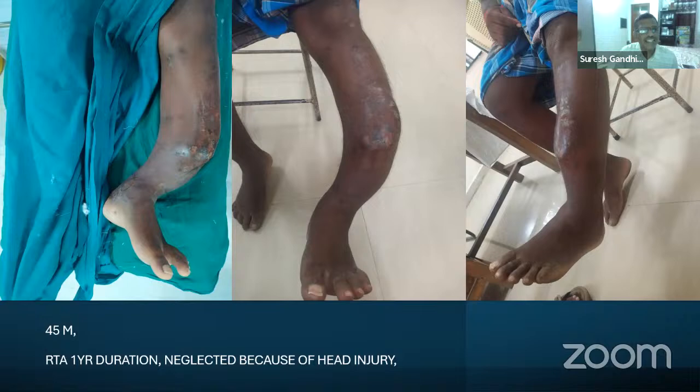Patient was in the plaster. After that, he went out and didn't take any treatment. The patient, after 1 year, came with the deformity of mid tibia. There are some skin changes also you can see. And also you can see in all the views, this is the lateral view, this is the anterior view, and this is the oblique view. You can see the deformity in all the planes.